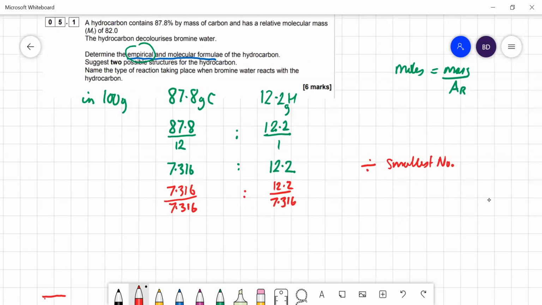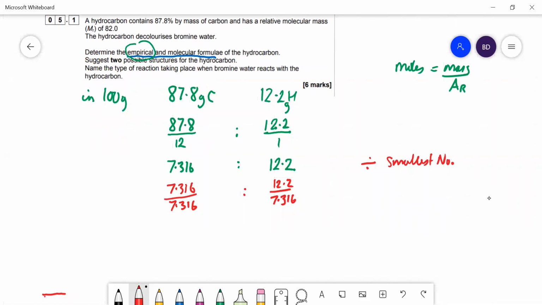Do that on a calculator, we get 1 to 1.66. Now that's like 2/3, isn't it? So I'm going to multiply that by 3 to give us a whole number ratio. So 3 times 1 gives us 3. 3 times 1.66 gives us 5. So the empirical formula, that's the simplest ratio, is C3H5.